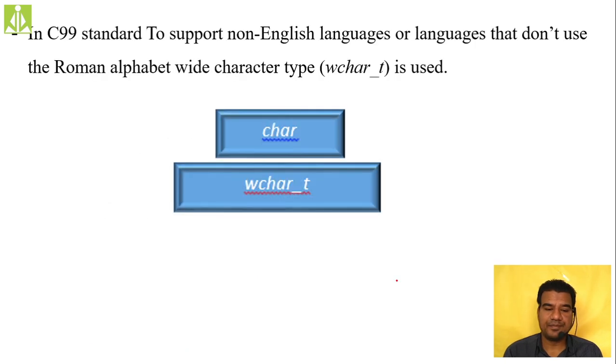The next thing: a wide character set. Already I told you, to support non-English language characters, or languages that do not have the Roman alphabet, we use the wide character set. As I have shown over here, the character is the smaller one and the wide character is the bigger one. Wide characters we use at experiment level, but in our programming we are using these characters only.